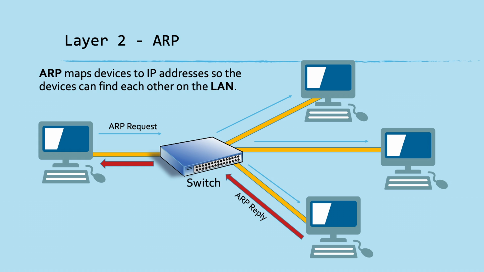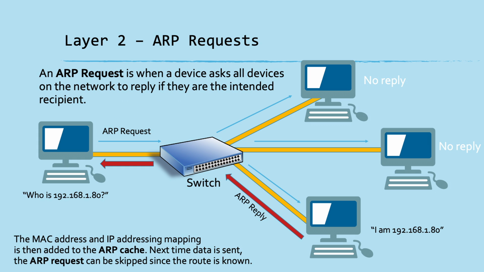So how do computers discover different IP addresses and MAC addresses on the network? We use something called ARP. ARP is going to map devices to IP addresses so the devices can find each other on the local area network. So this computer here is going to ask who has this IP address, and then it's going to broadcast it to every computer on the local area network, or that subnet. And if a computer says, oh, that's actually me, then it'll say, here's my IP address based on my MAC address. And then the original computer that asked can store that in something called an ARP cache.